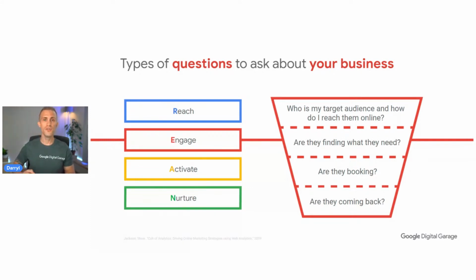Now, you don't have to memorize this in detail, but what I would like you to do is write down REEN: reach, engage, activate, and nurture. And the reason that I'm mentioning this is that it's going to be applicable when we apply it later on in today's session.